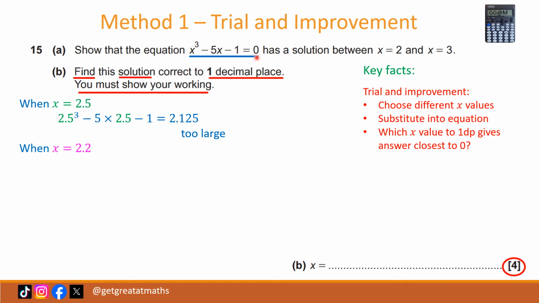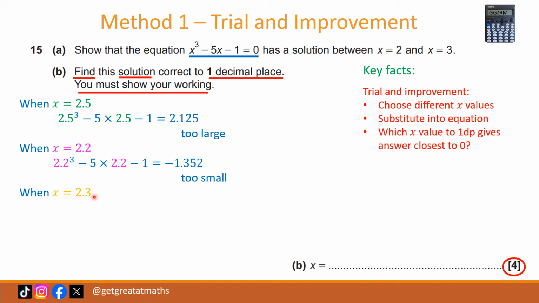Substituting 2.2 into this equation, I've got 2.2 cubed minus 5 times 2.2 minus 1, which is going to equal minus 1.352, and this will give you your second mark for finding another solution. Now this time the answer we want again to be 0, but minus 1.352 is negative. So this is too small this time.